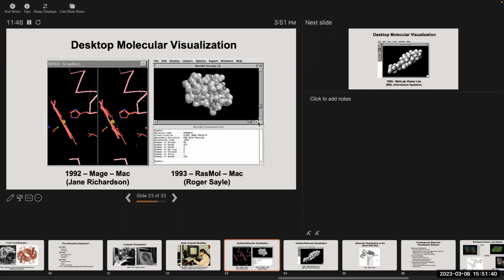Dave and Jane Richardson were also the publishers of a new journal that was released around the same time. It was called Structure, which was, I believe, the first journal devoted specifically to structural biology, in other words, understanding the 3D structure of biological molecules. They copied this little MAGE program onto a floppy disk and distributed it with the very first issue of their new journal, released in 1992. So they basically gave away this software for free to anybody who wanted it.